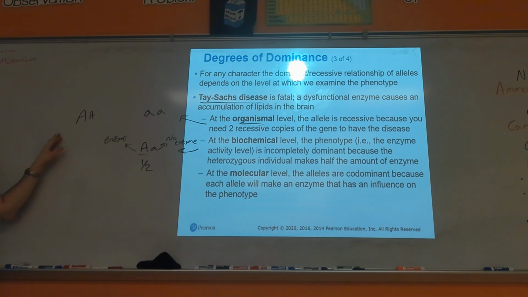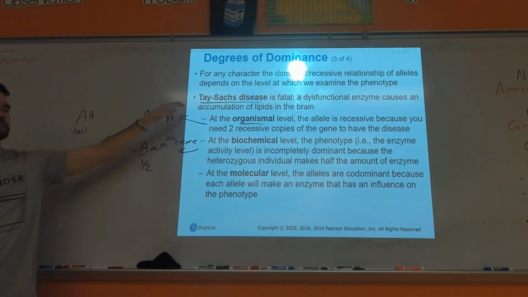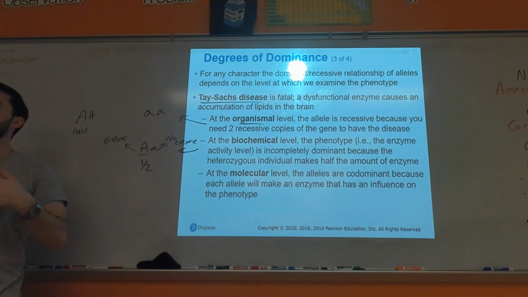So I'm going to say that again because it's kind of an easy thing to miss. If you have 2 normal copies of the gene that codes for the enzyme that breaks down the lipids, you would have 100% of the enzyme. If you're heterozygous, the reason it's incompletely dominant is that a heterozygous individual doesn't make the same amount of enzyme as somebody who has 2 dominant copies of that gene. They would make half the amount. However, at the organismal level, they would appear normal, because having half the normal enzyme amount is enough to prevent you from actually getting that disorder and having too many lipids in the brain. I hope that makes sense.